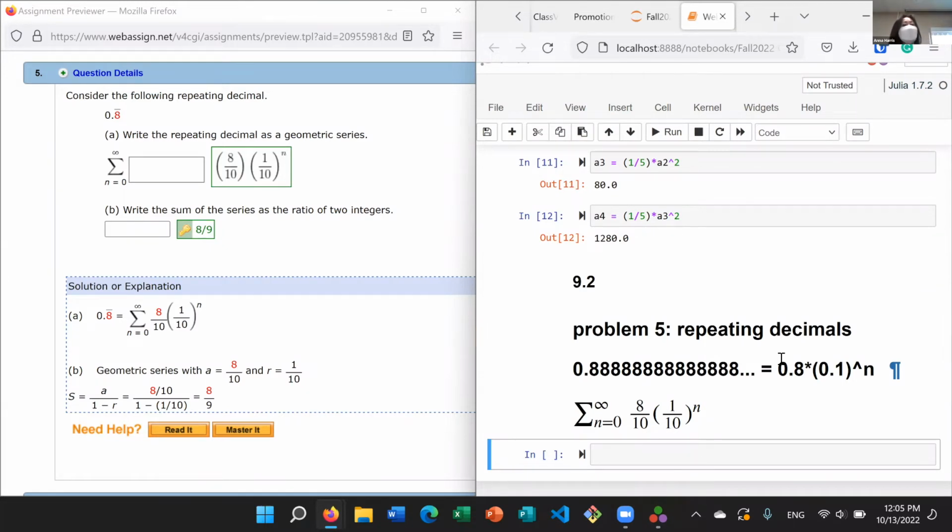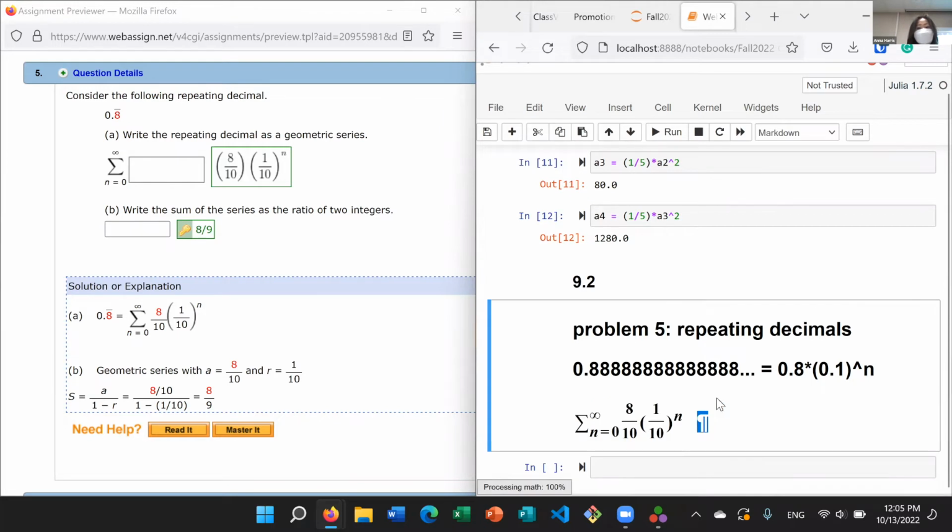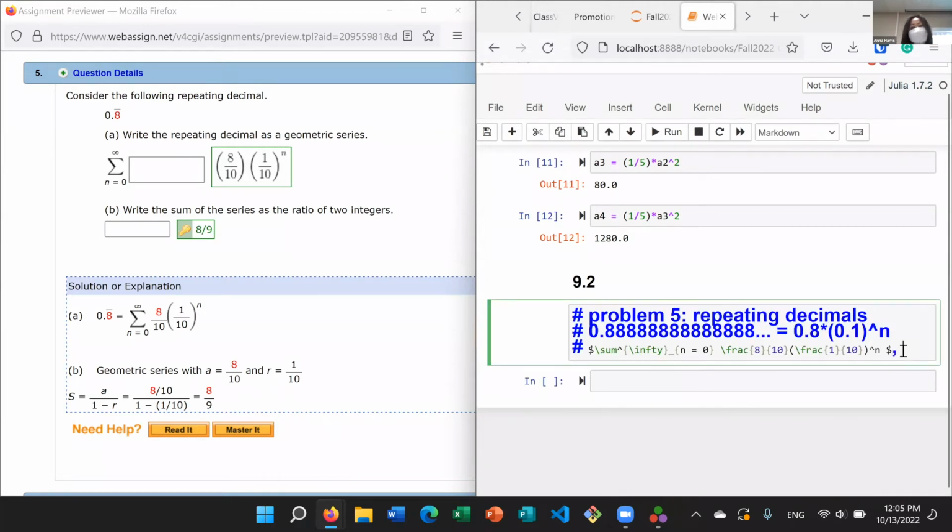Now it's asking you to write the sum of the series as a ratio of 2 integers. They want you to write down this. So you need to figure this one out. This is equal to a geometric series. So it will be easier just for you to put in a number. So your sum would be, what does that mean?